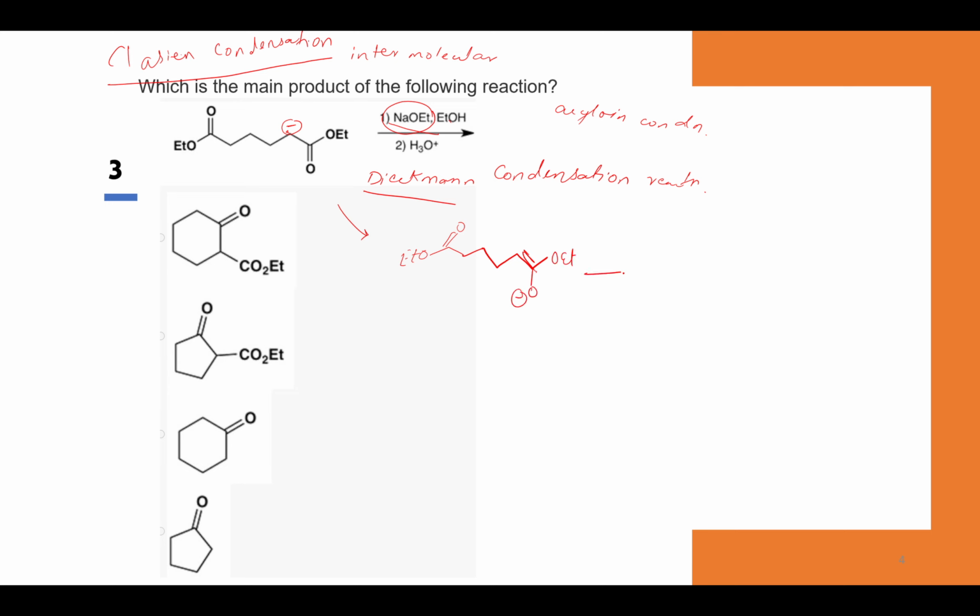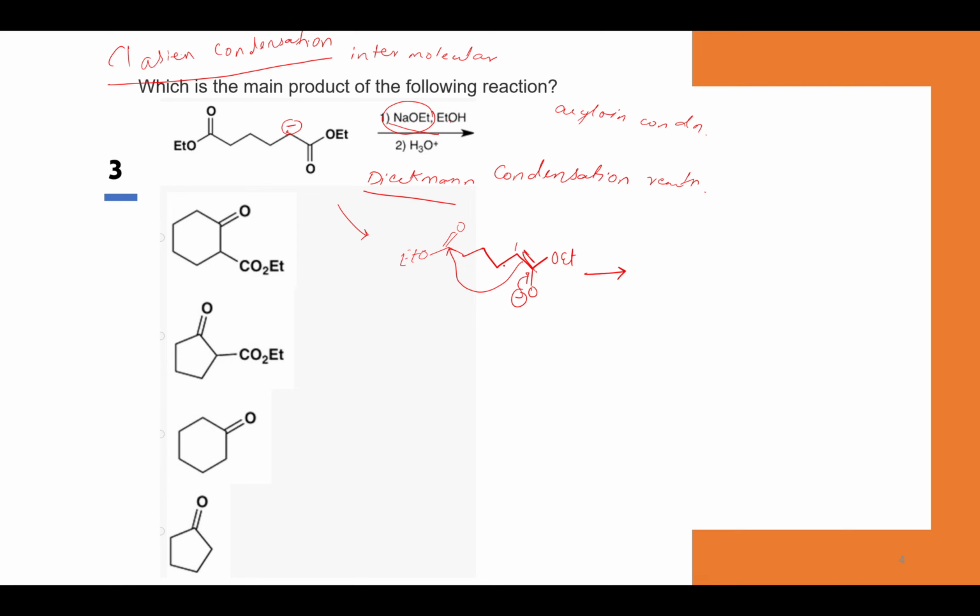Okay, enolate. Then after this one, what will happen? This charge will push here and it will attack on carbonyl carbon. We have discussed this type of reaction in previous classes. So here, if it will attack on carbonyl carbon, what will happen?